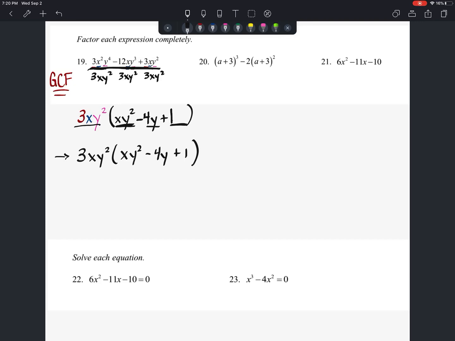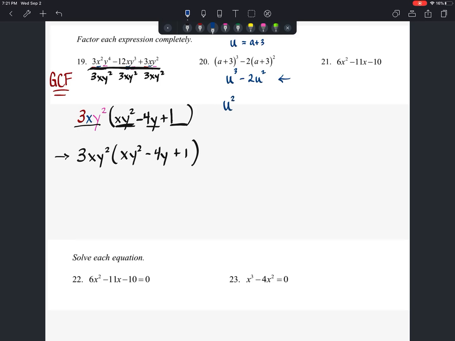All right, let's move on to number 20. Ooh, I like these ones. We have the quantity of a plus 3 to the third power minus 2 times the quantity of a plus 3 squared. Now, here's what I want you to think about. I know that some of you have asked me for help this week, and we looked at it from an easier standpoint. We said, let's let u equal the quantity of a plus 3. So in this case, this is like saying u to the third power minus 2 times u squared. If I asked you what's the greatest common factor in that expression, you would tell me u squared.